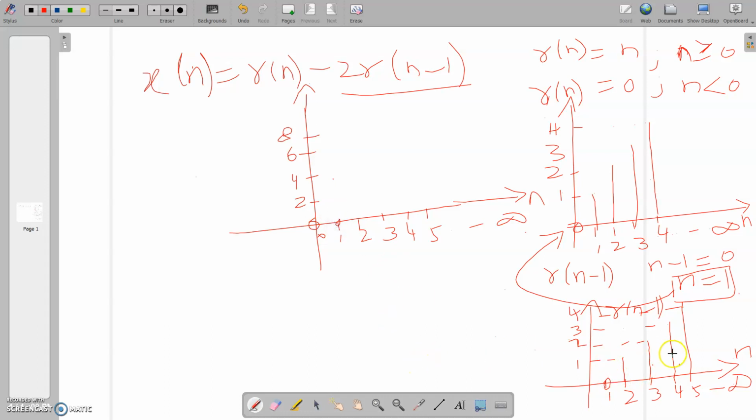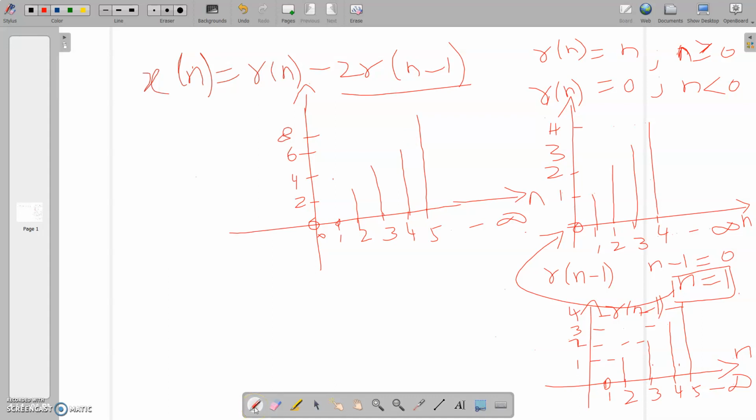At 2 the amplitude is 1, so 2 into 1 will be 2. At 3 the amplitude is 2, so 2 into 2 will become 4. At 4 the amplitude is 3, so 3 into 2 will become 6. At 5 the amplitude is 4, so 4 into 2 will become 8.